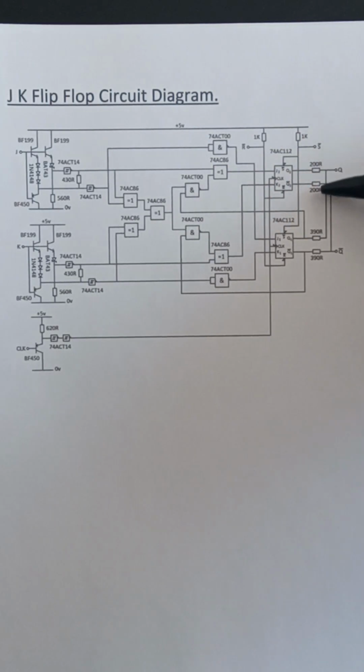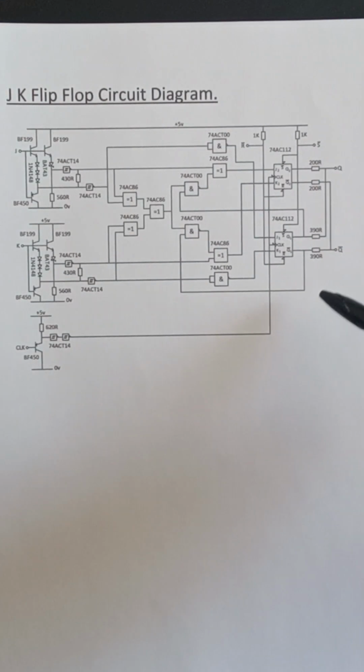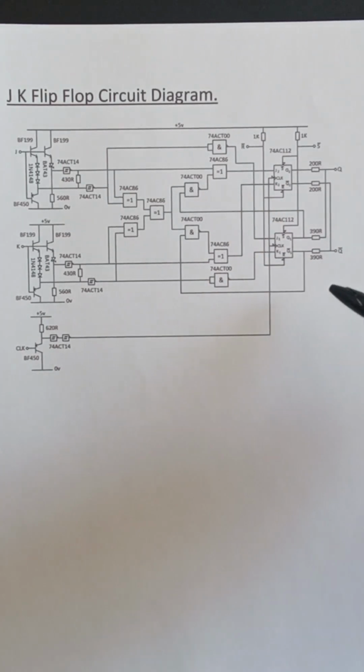These are 200 ohm resistors, these are 390 ohm resistors, and they convert the binary into quaternary. This is the Q output, this is the not Q output. Again, the not Q output gives the output 3, 2, 1, 0 in response to Q being 0, 1, 2, 3 in that order.